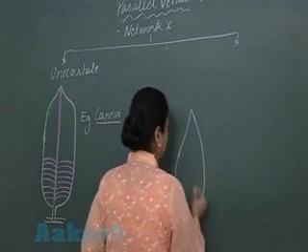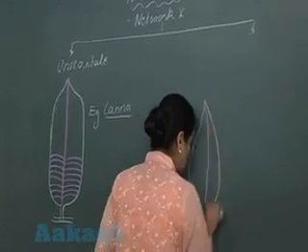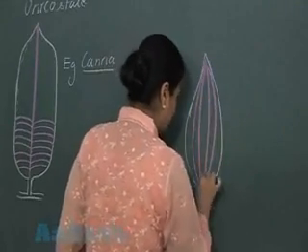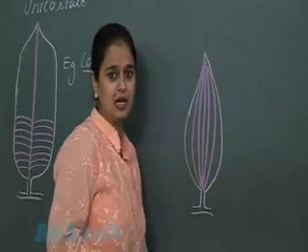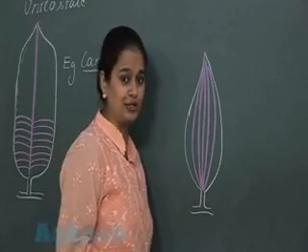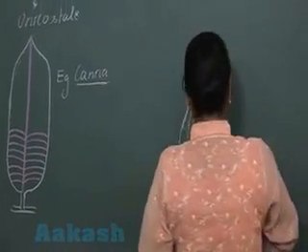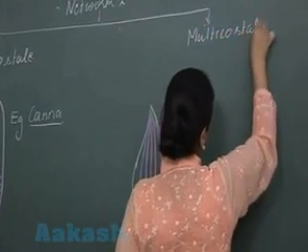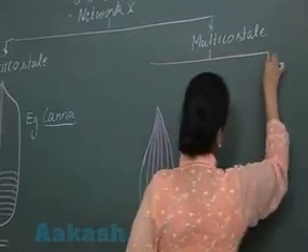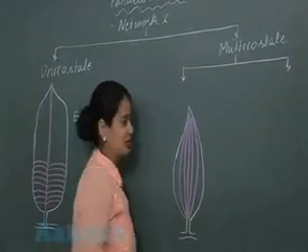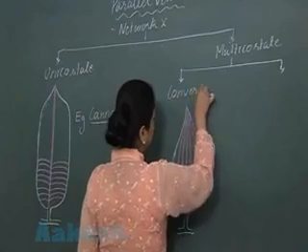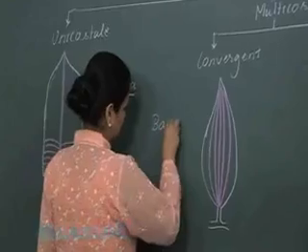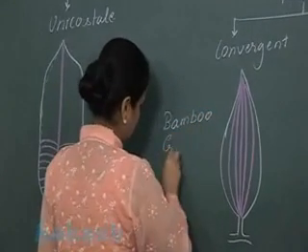तो सेकंड कैटेगरी के अंदर अब आप देख रहे हैं कि बहुत सारी वेन्स जो बेस से अराइज हो रही हैं. Now the several veins, they are arising from the base and they are meeting at the same point. They are converging. So this is multicostate condition, एक से ज्यादा प्रिंसिपल वेन है, multicostate condition, and this is convergent type. Convergent condition is present in bamboo and grasses.